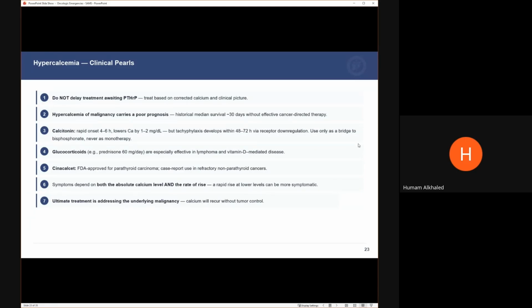well used. Symptoms depend on both the calcium level and how fast it rises. Sometimes you have patients whose calcium level is 10.5 or 11, and if you check 6 hours after, it's 14. So that rise may actually cause more complications than if the patient presents at a level of 14. And calcium will keep rising unless the underlying cancer is treated. So if this is driven by cancer, you want to treat the underlying disease.